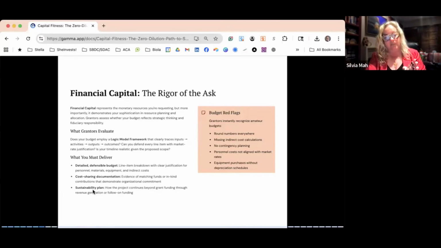Then it's cost sharing documents, evidence of matching funds or in-kind contributions that demonstrates organizational commitment, and the sustainability plan is how the project continues beyond grant funding through revenue generation or follow-on funding. Sometimes some of those grants allow you to say, okay, you can get the first tranche here, the second tranche, you need to bring in investors so that it is double investment basically on both sides, public and private sides, and be able to leverage the money that they're putting into your company.